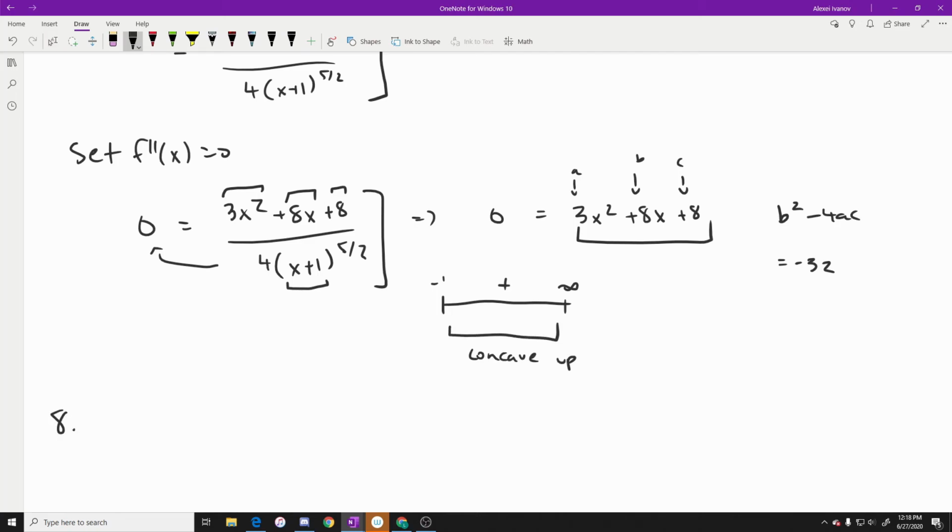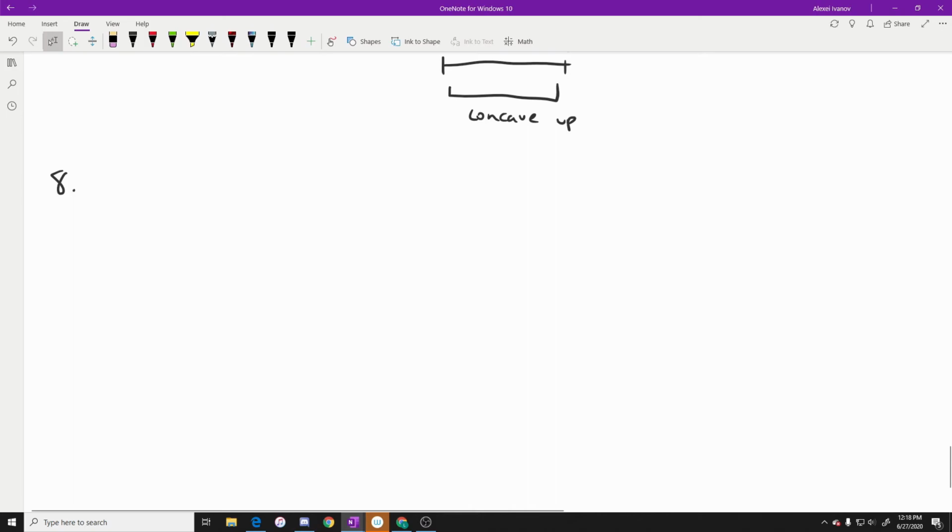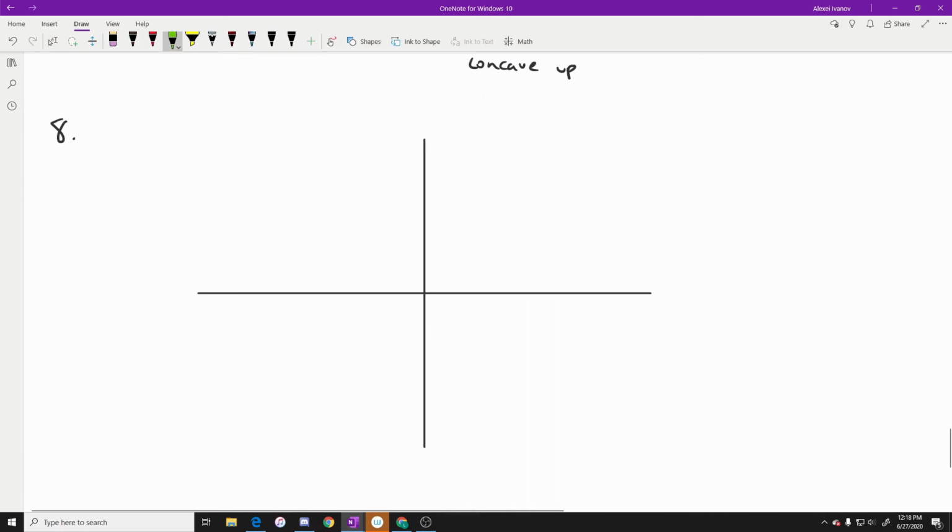Lastly, we're on step number 8, which is to put everything together. So here it is. I've drawn an axis, and basically we're going to start from step 1 and put everything together.